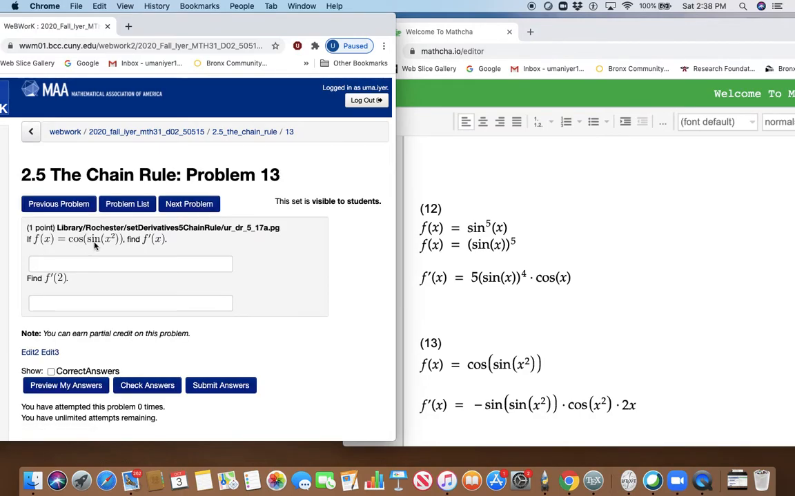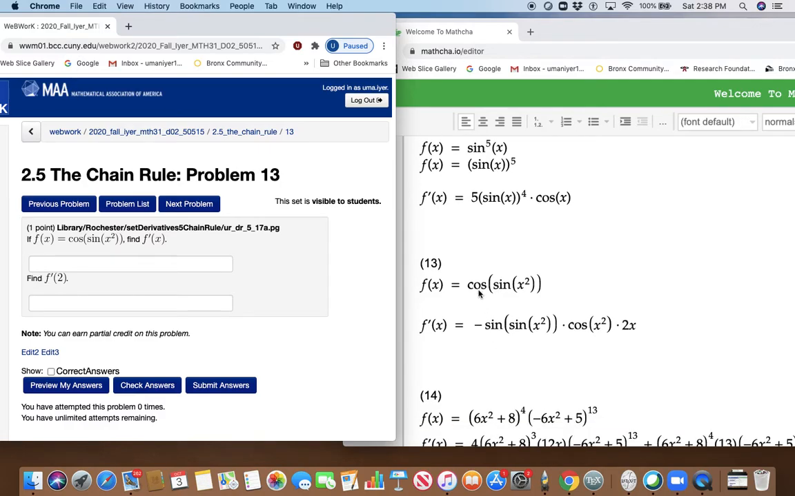f(x) is cosine of sine of x squared. So notice there are two compositions there. The outside function is cosine, its derivative is negative sine. Keep the inside as it is. Now times, you are going to take the derivative of the inside, which also is a composition. Its outer function is sine, whose derivative is cosine. Keep the inside as it is. And then times the derivative of the innermost function.